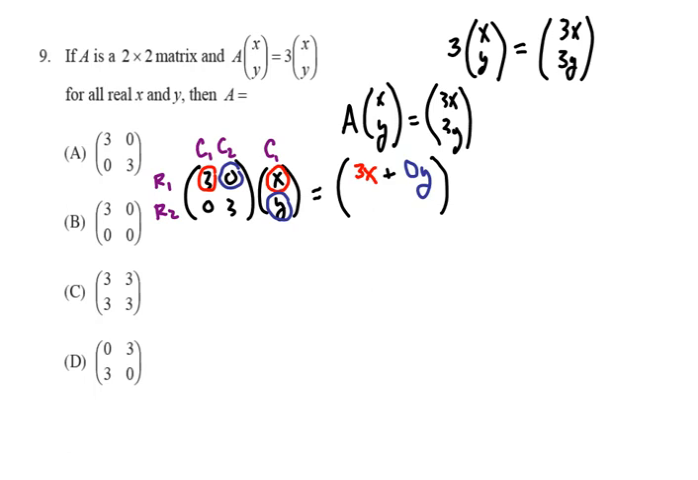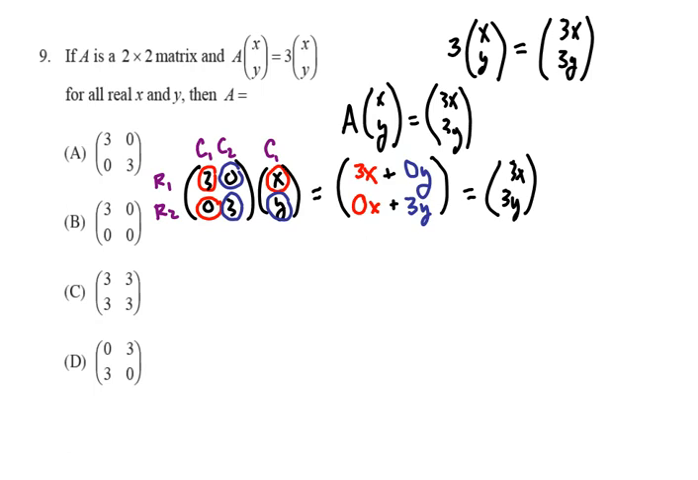The second row is going to be, now we're going to multiply 0 times x to get 0x, and then we're going to multiply 3 times y, and that gives 3y. So now when we add together 3x plus 0y, we get 3x. And when we add 0x plus 3y, we get 3y. And so that's the answer.